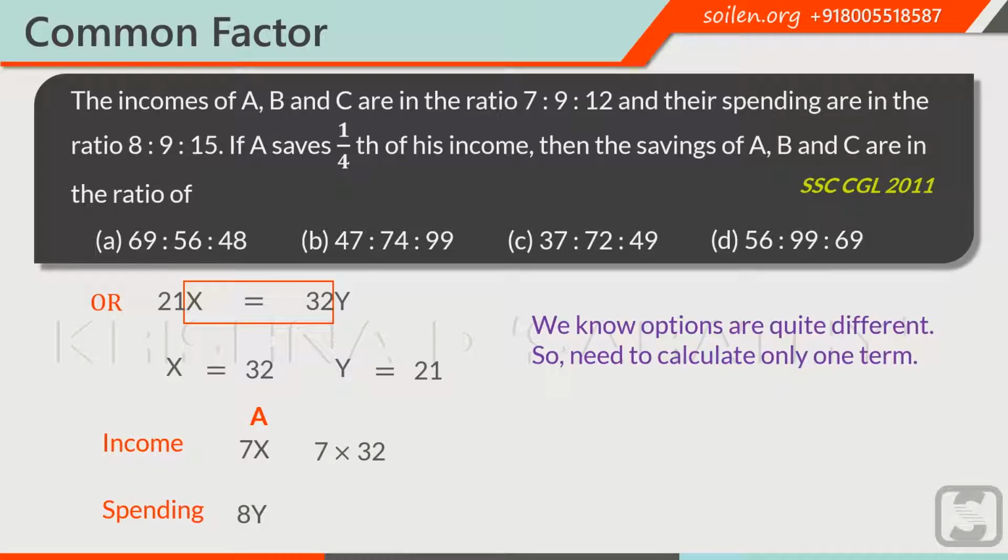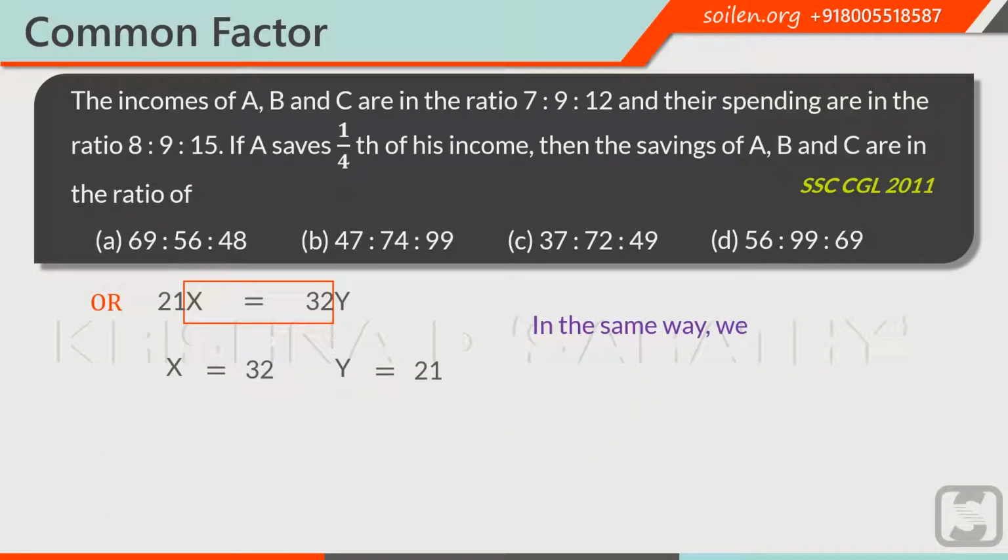7 times 32 equals 224, and 8 times 21 equals 168. Now take the difference of 224 and 168. It will give A's savings, 56. It is in the option D. In the same way, we can find the correct answer with B or C also.